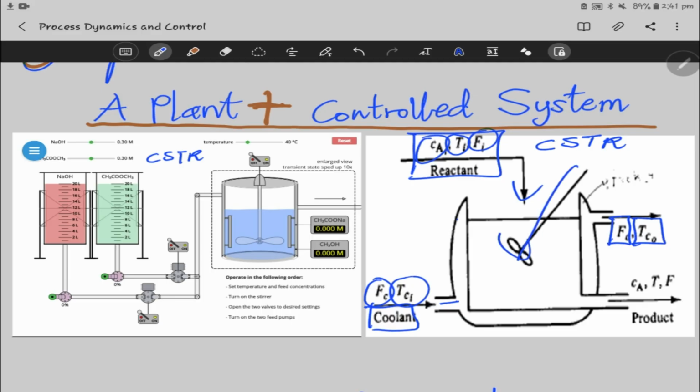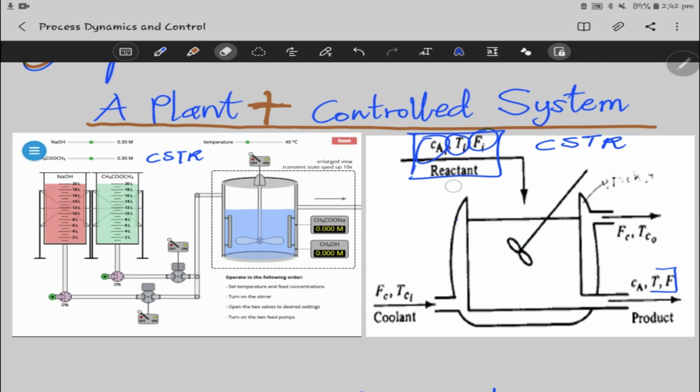This is a stirrer here, and this is the product. Whatever reaction takes place here, we have the product coming out with a particular concentration, a particular temperature, and a particular flow rate. So we simplify the whole system to something like this.